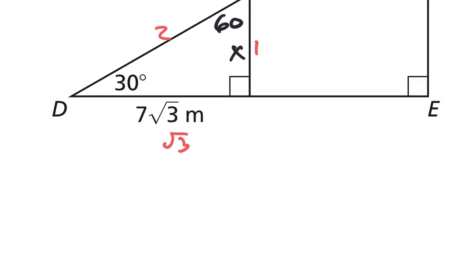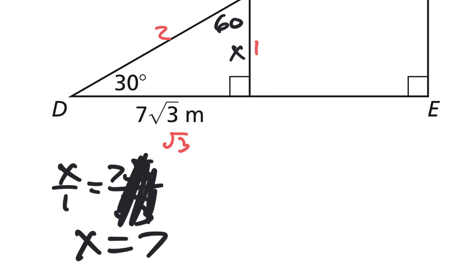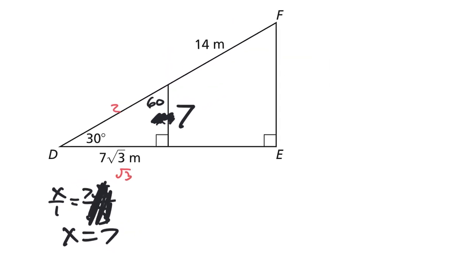So if I do my proportion method, I'm going to say x over 1 equals 7 square roots of 3 over the square root of 3. Well, to solve this, my square roots of 3 cancel, and I get x equals 7. So what can I do? I can go over here and say this is worth 7. Now, I still need to figure out the other side of this triangle.